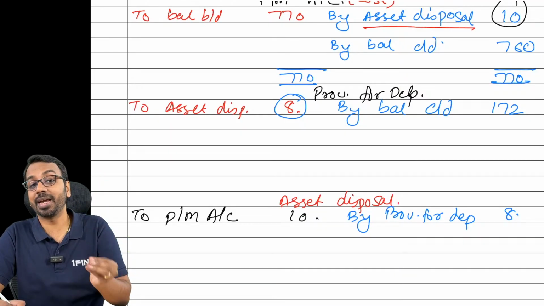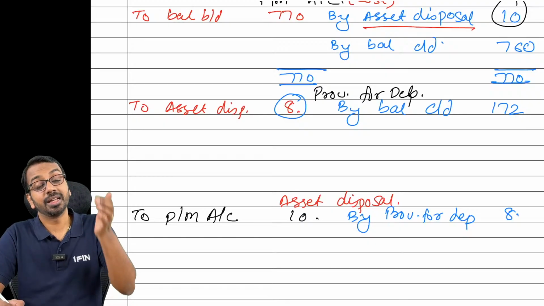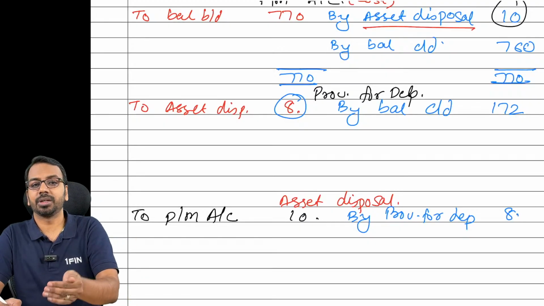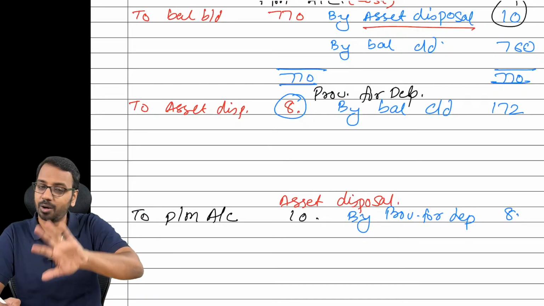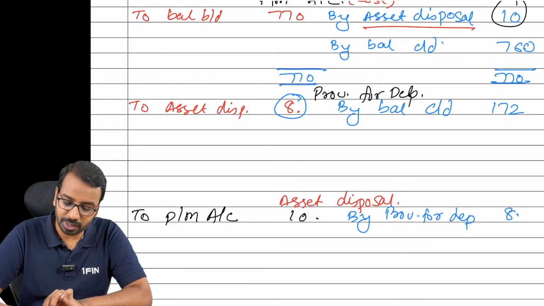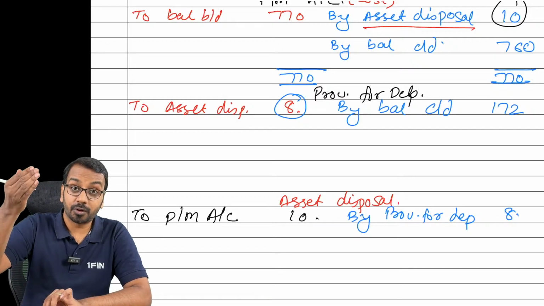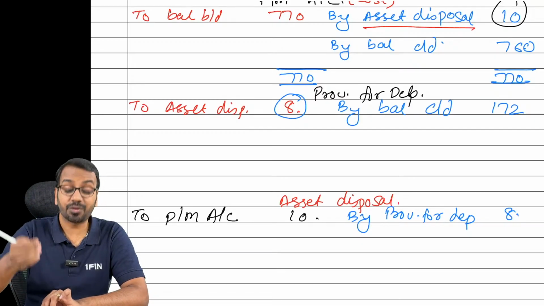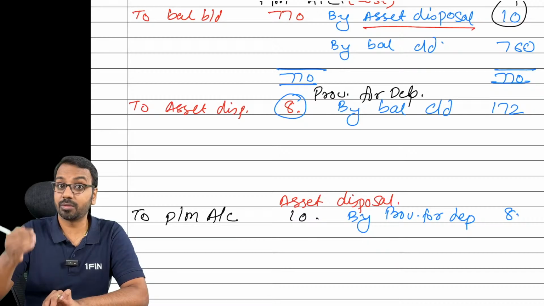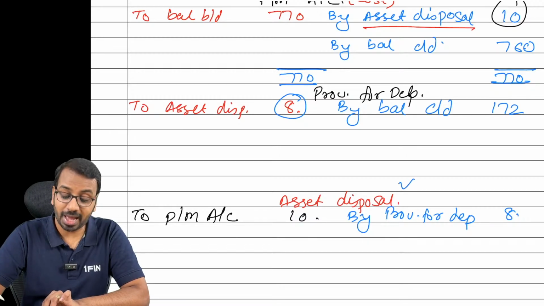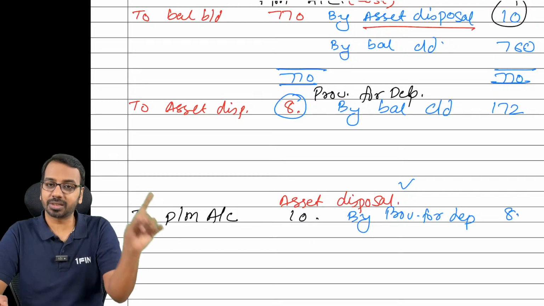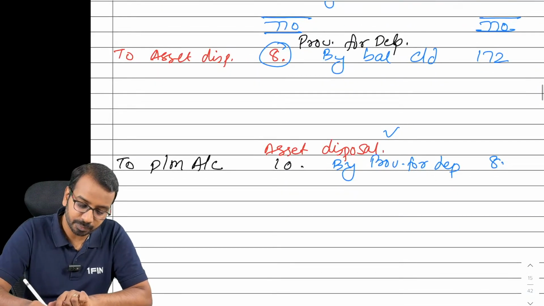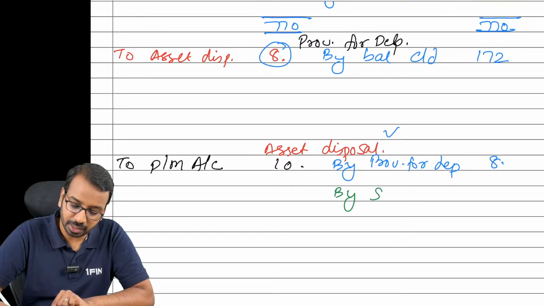When we sell the asset, what do we get? Cash. What is the entry? Cash account to asset disposal account. But here we have written cash account to suspense account. So cash account is accounted correctly. Suspense account has to be eliminated. So from suspense account, we have to transfer that to asset disposal account. Suspense account has a credit balance. We will debit the suspense account and credit asset disposal account by saying by suspense account.